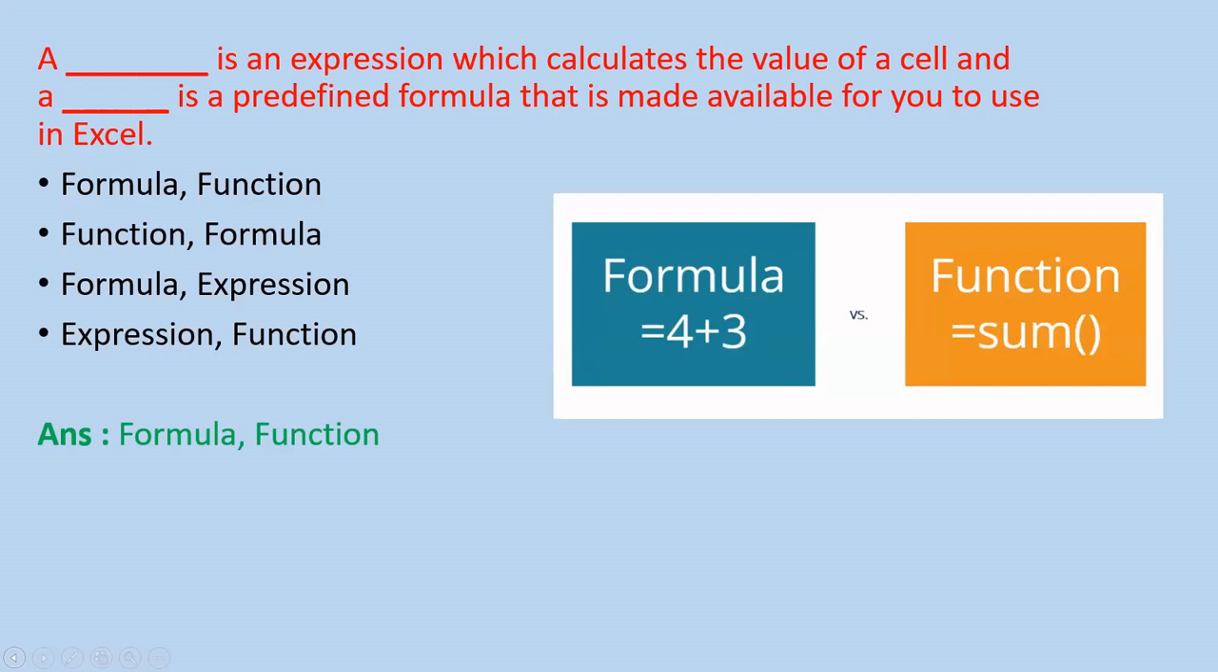Now the difference between formula versus function. The question is: what is the expression which calculates the value of a cell, and what is the predefined formula that is made available for us to use in Excel? A formula is an expression which calculates the value of a cell. For example, 4 plus 3 is equal to 7 is a formula. SUM is a function. Of course, you can use SUM of 4 comma 3, no issue. But what is the difference between formula and function? A formula calculates the value of a cell; a function is a predefined formula that is made available for us to use in Excel.